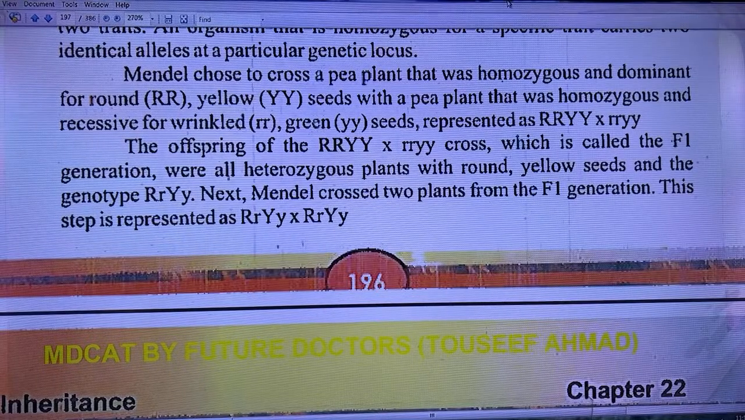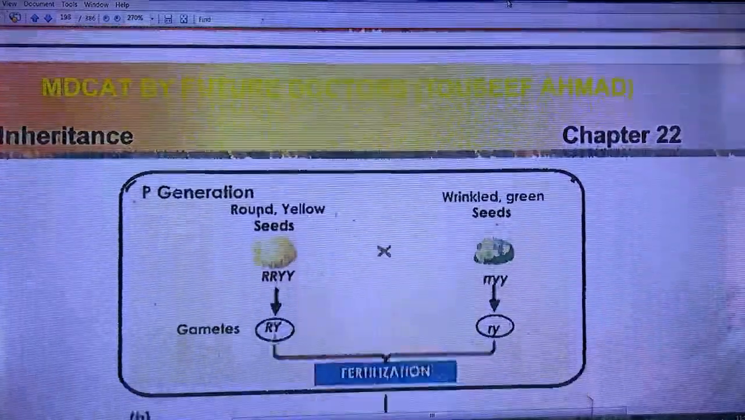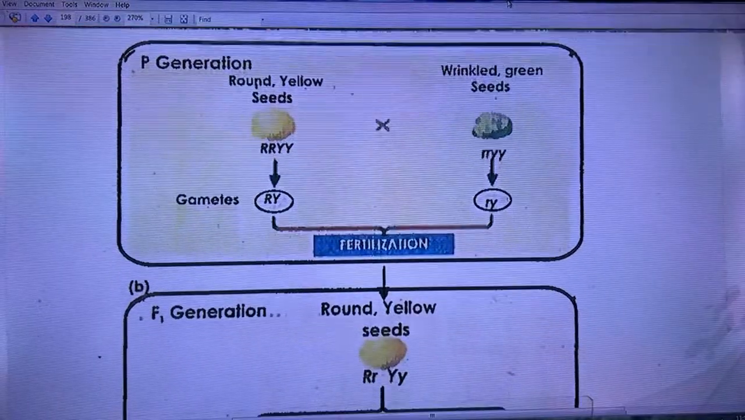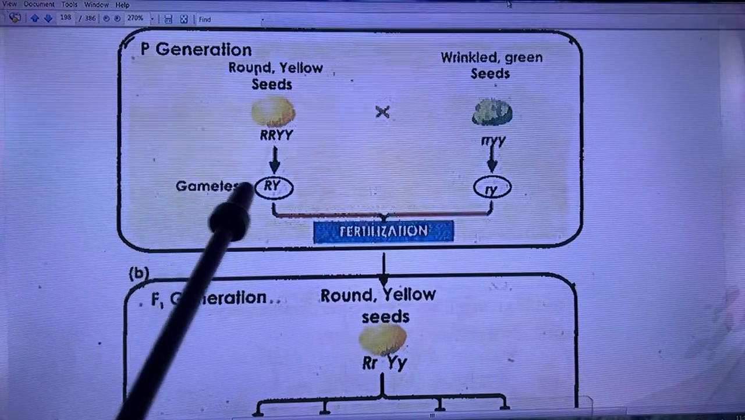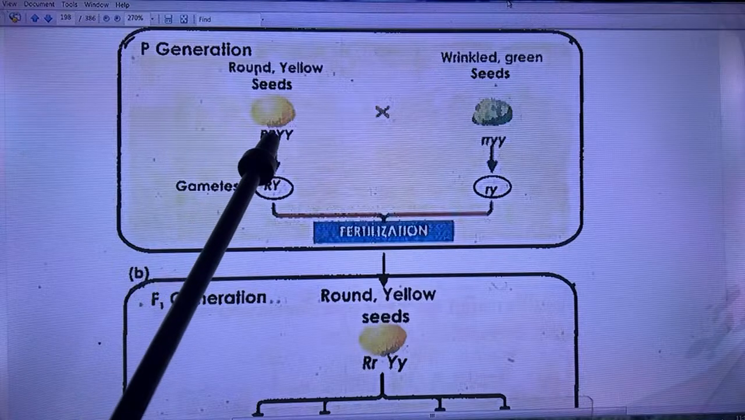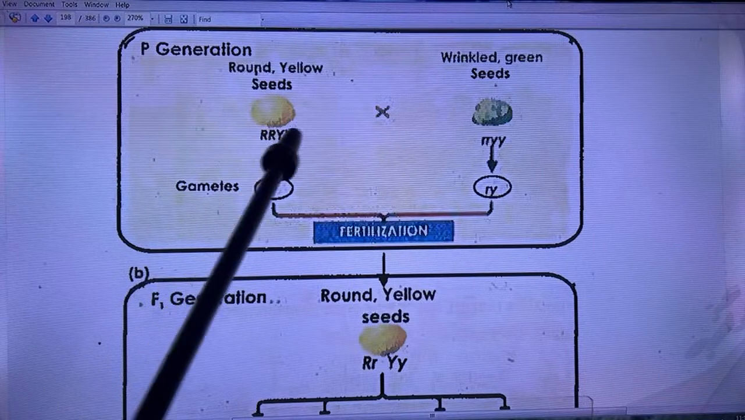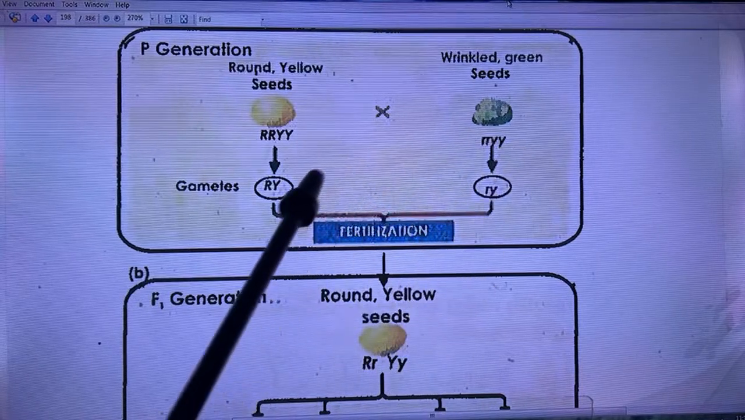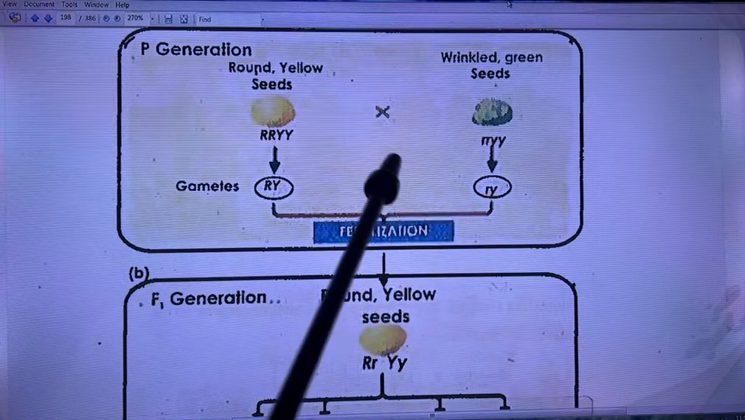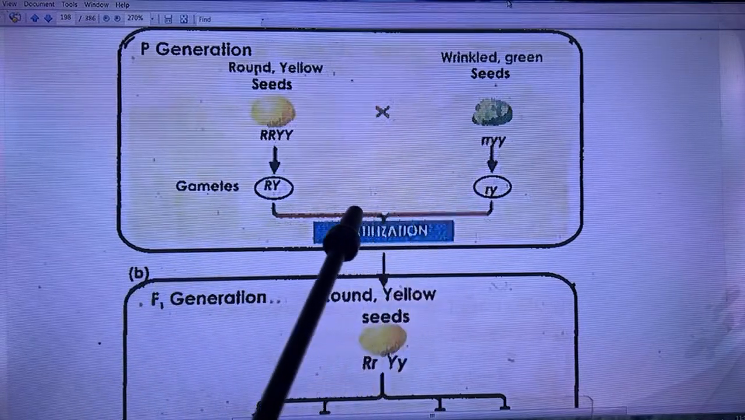This cross is represented as capital R, small r, capital Y, small y crossed with capital R, small r, capital Y, small y. Seeds, fertilization. Round yellow, wrinkled green, round yellow, wrinkled green. This is the dominant character and this is the recessive character.